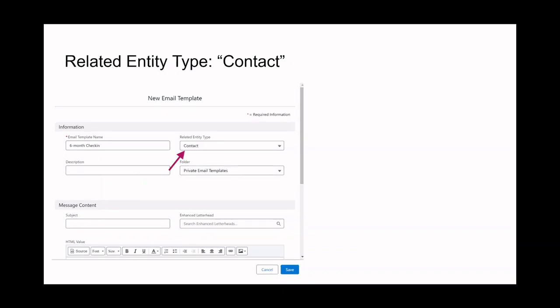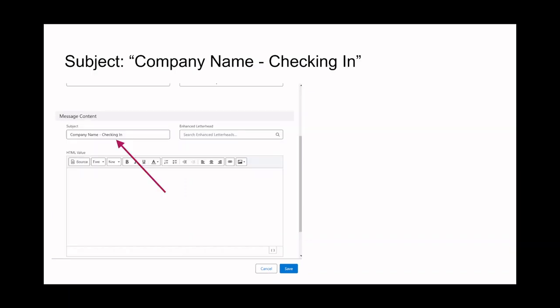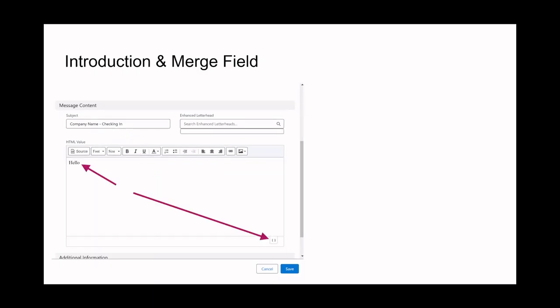Y'all can create more and name them whatever you like, but for this one, it'll be called 6-month check-in. For the entity type, we're going to use contact, and then we're going to go ahead and leave the rest of this blank and scroll down to the message content. For the subject, we're going to call it company name. That would be your company name, so that's more of a placeholder there. And then just call it checking in.